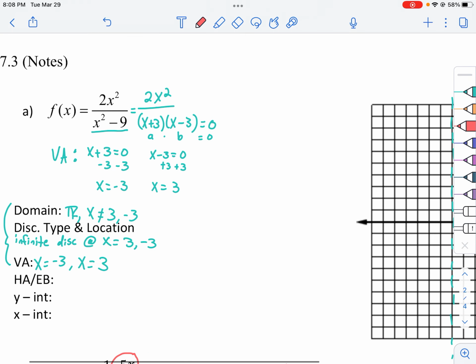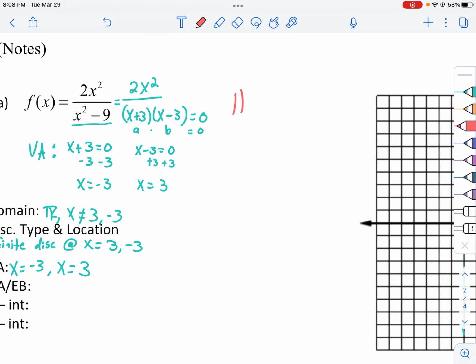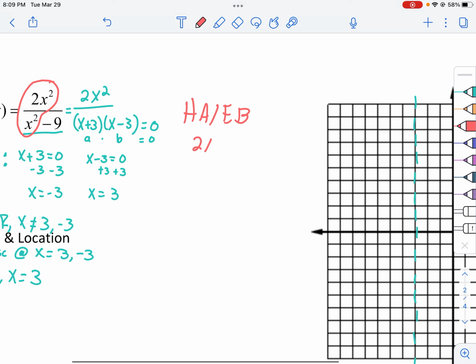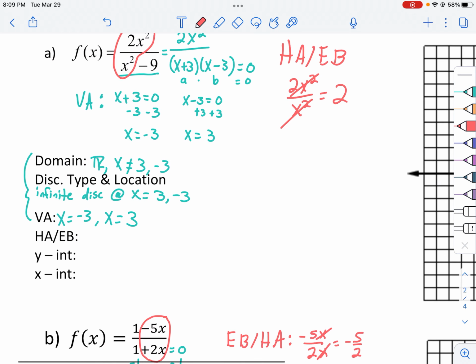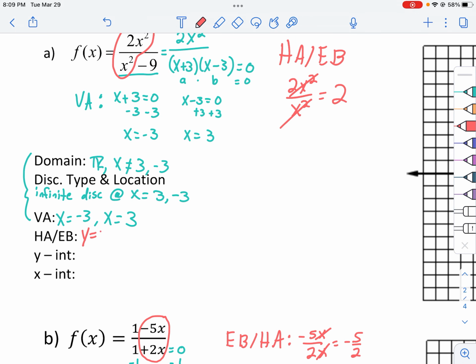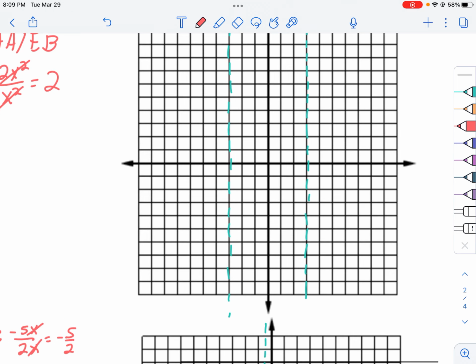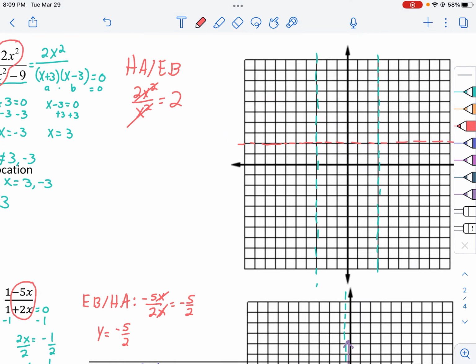And then next we're going to find the horizontal asymptote slash end behavior. This is when we're going to use the original function again. We need the two leading terms, or the constants with the highest degrees. So this is going to be 2x squared divided by x squared. We're always going to reduce this as much as possible. X squared and x squared cancel. We're just left with 2. So that tells us that our horizontal asymptote slash end behavior is y equals 2. And then we can throw that on our graph as well. Perfect.